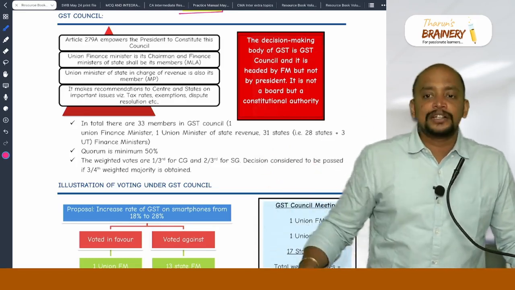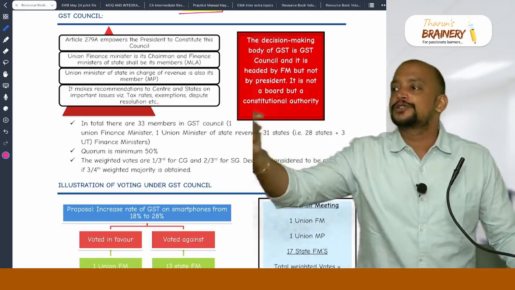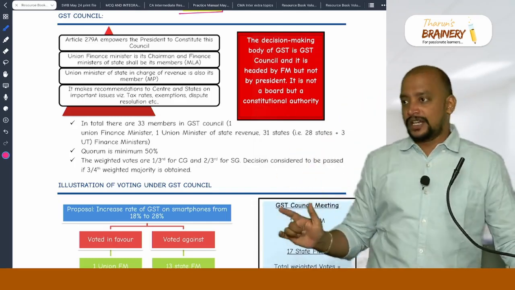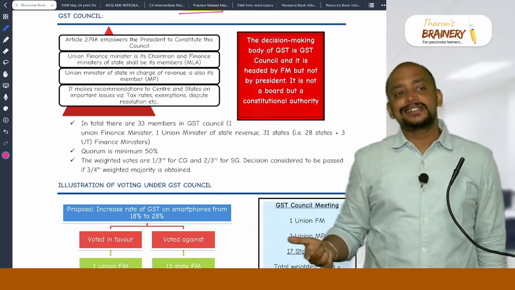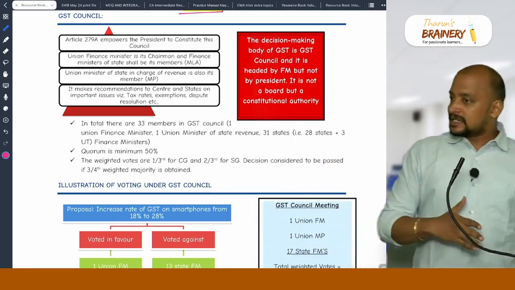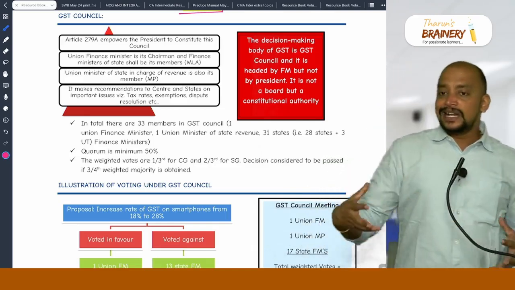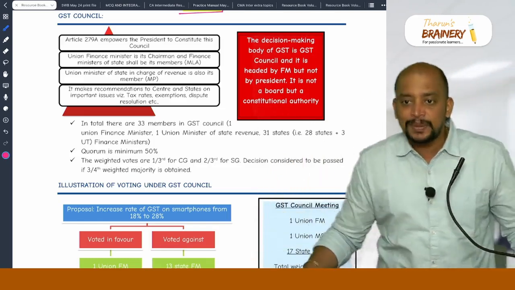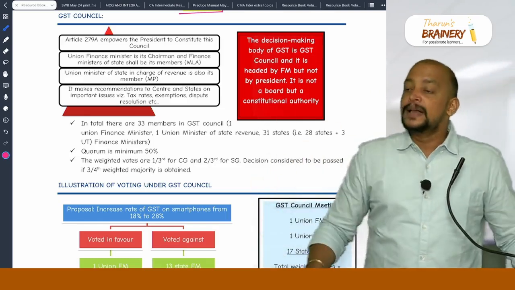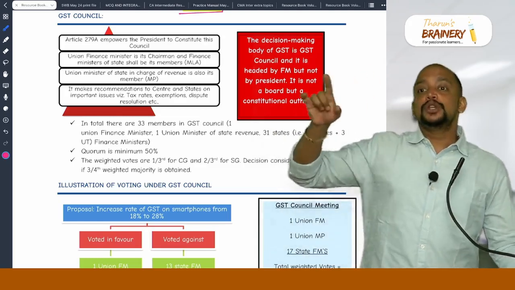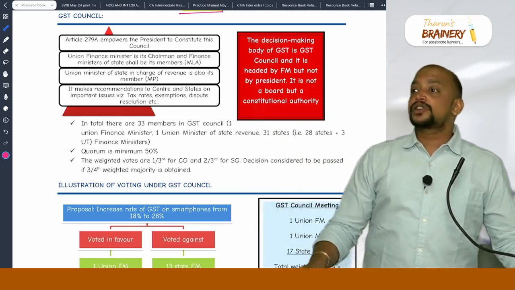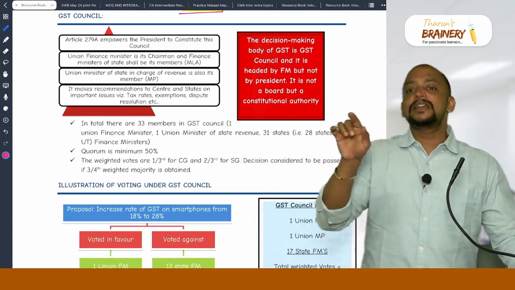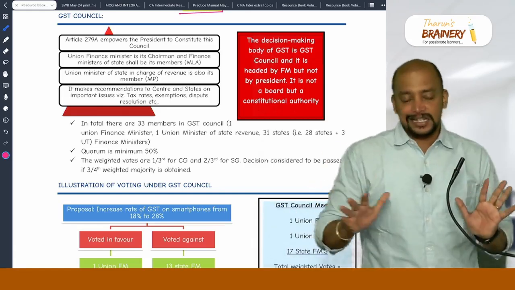Basically what happens in government authority, the moment government dissolves, the government authority also dissolves. But GST Council is a constitutional authority. And who will be present in this GST Council? Neither the Prime Minister nor the Chief Ministers. It is the state representations, wherein the state finance ministers will be there. Plus for the Union, there is a Union Finance Minister and Minister of State, for representation of the finance. So these 33 members will be present in the GST Council.